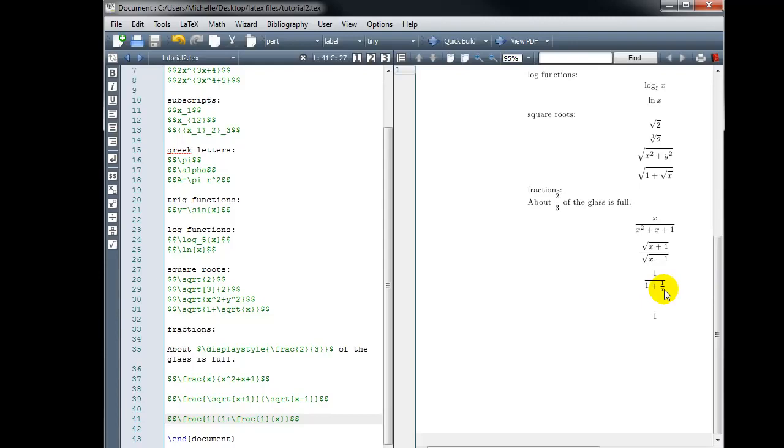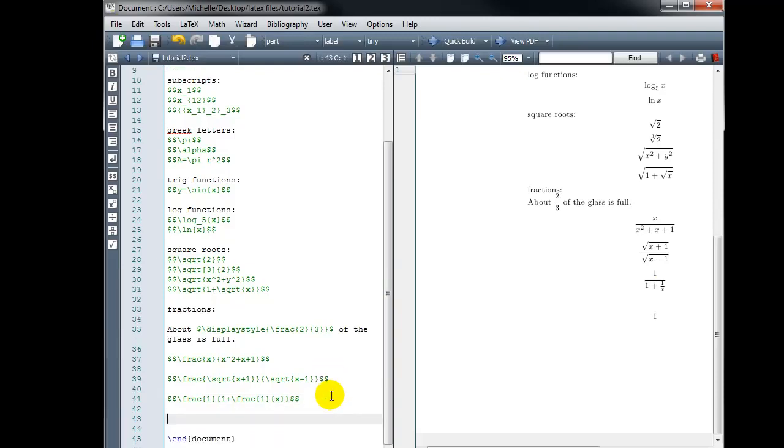Let's try one more. We'll put a fraction inside of a square root. So we'll start with our square root. And I'm going to put the fraction x over x squared plus x plus 1. So I need a fraction. Numerator is x. Tab over. Denominator is x squared plus x plus 1.